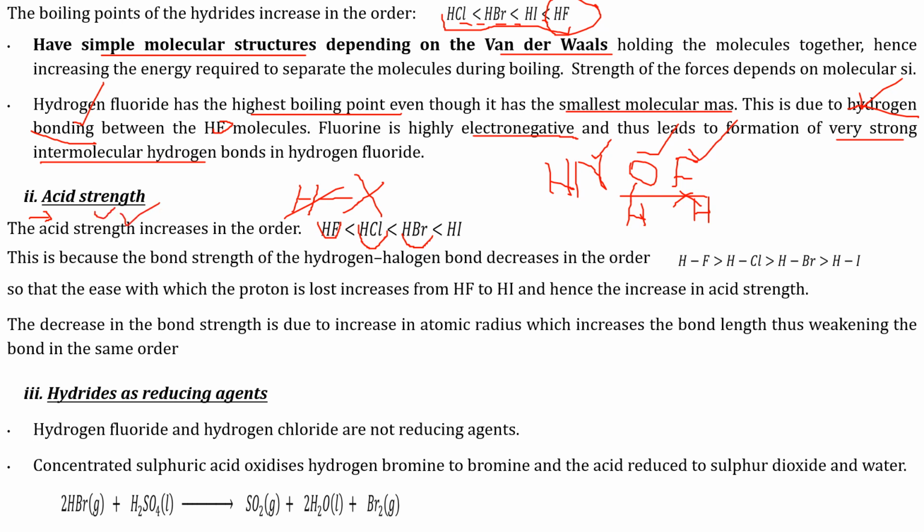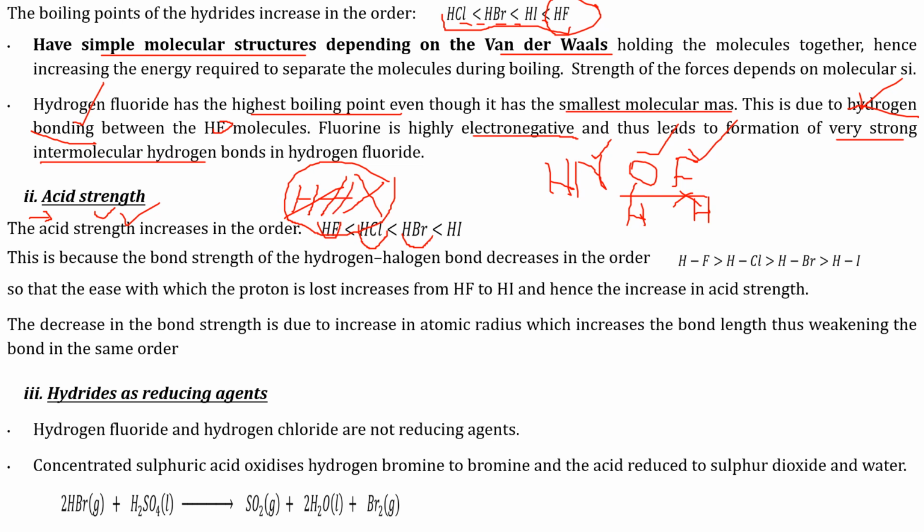Okay, let's begin. We are saying that acid strength is increasing in this order. What's the reason behind that? The reason is the bond strength of the hydrogen halogen bond, like I've noted here. The ease of release of protons in solution is going to depend on how easily this bond is broken.